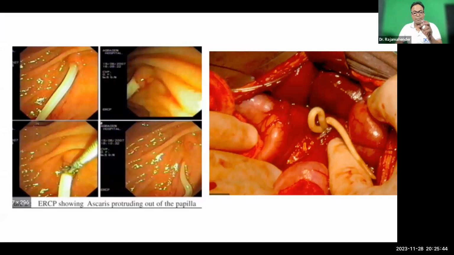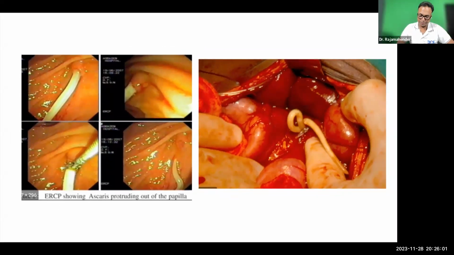Very important. Why? Because when I try to catch it with the snare, it can get cut and half of the worm will go inside. You should be very careful removing it, injuring neither the worm nor the bile duct. If you injure the worm, half of the worm will go inside. So this is Ascaris obstructing the bile duct, causing jaundice.